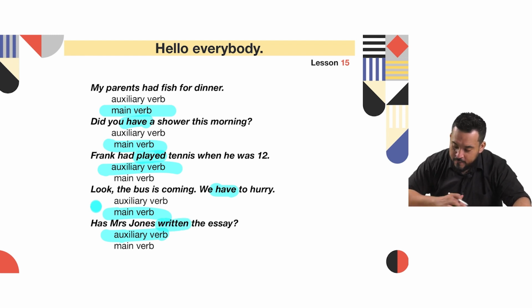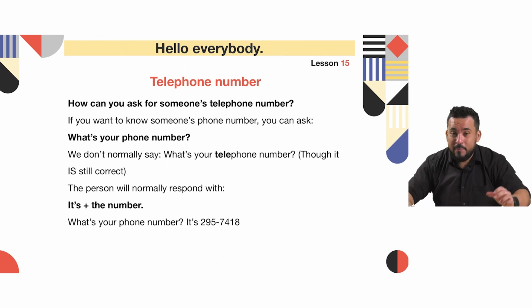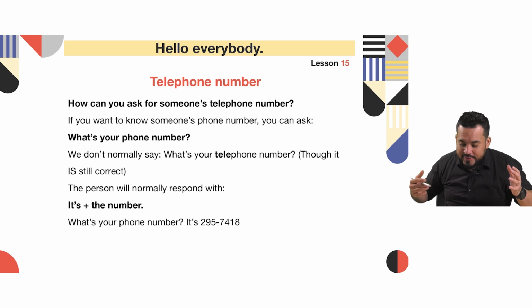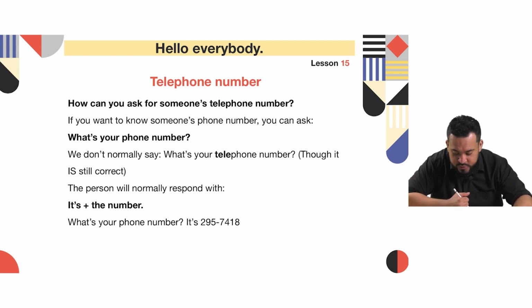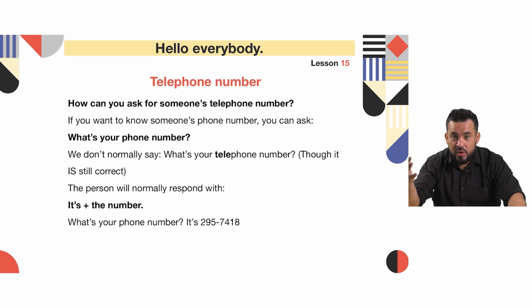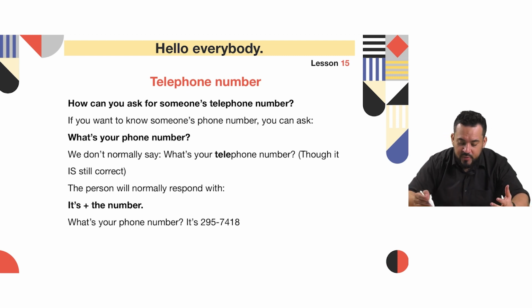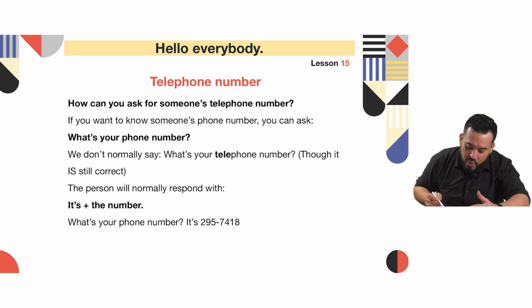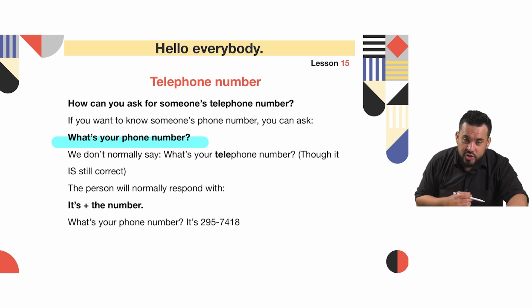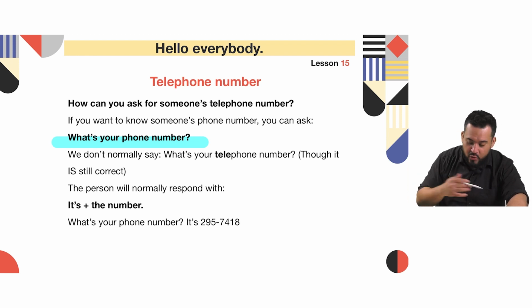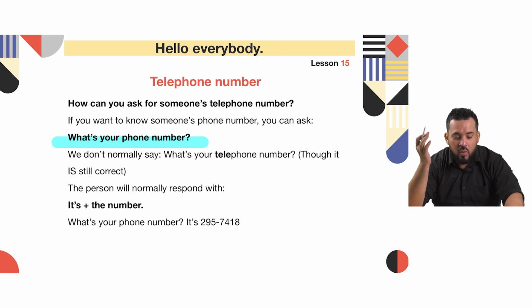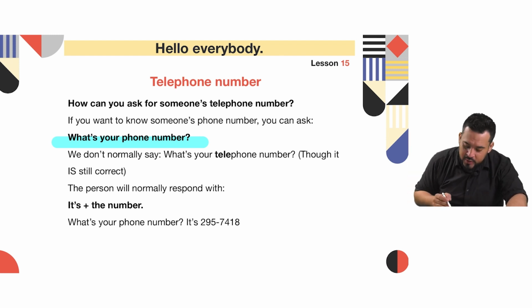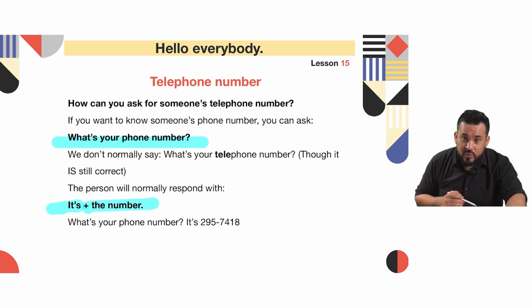All right. Now, let's talk about phone numbers. How do you ask someone about their phone number and how to tell someone your phone number? So let's take a look. The easiest way to ask someone about their phone number is, what's your phone number? We don't normally say, what is your telephone number? Because nobody says telephone anymore. You just say phone, okay? The person will normally respond with it, and then they will say their number, okay? Now, how do you say the number?